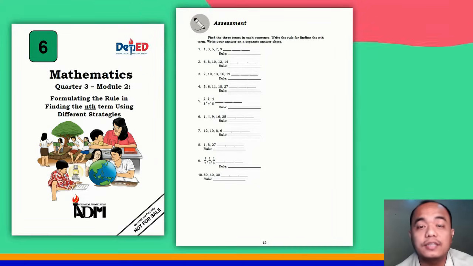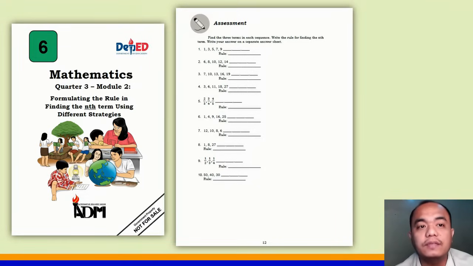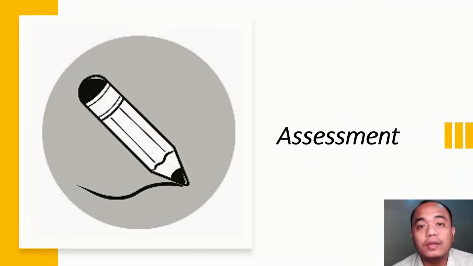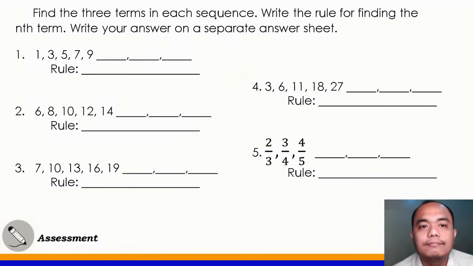This is both for assessment and additional activities of this module. You can get any piece of paper or your notebook. Try to answer the assessment part. Let's see if you have really understood our lesson for this week. I'll give you 10 minutes to answer your assessment. Actually this is 1 up to 10, only 5 items are shown here on your screen for the meantime.